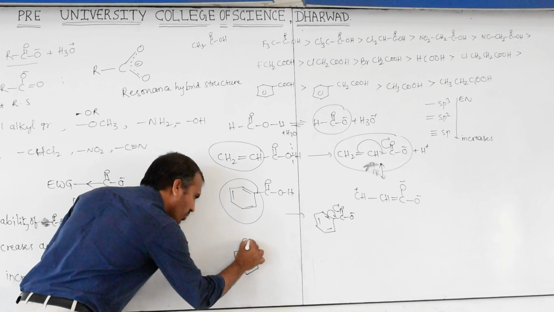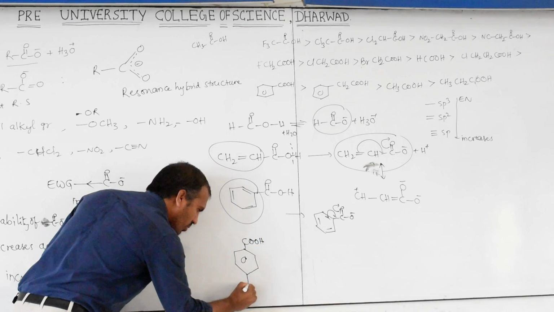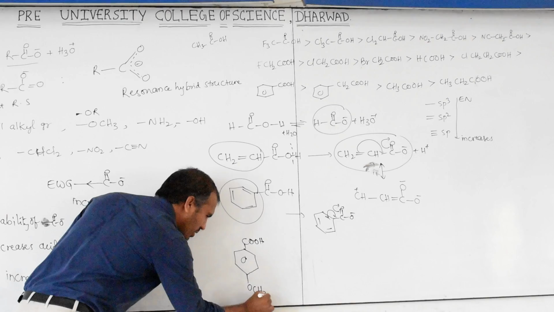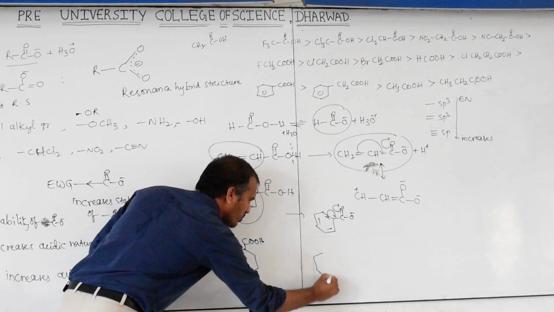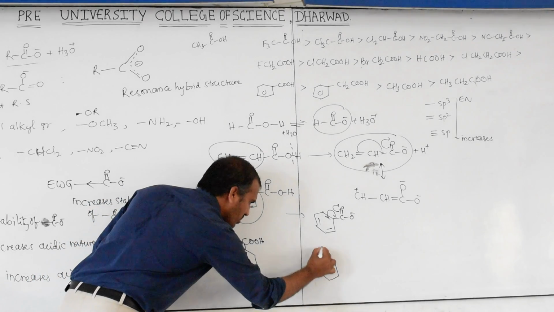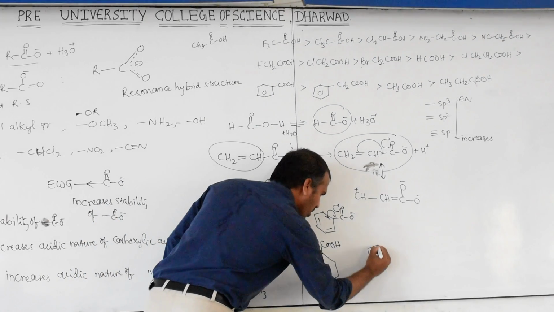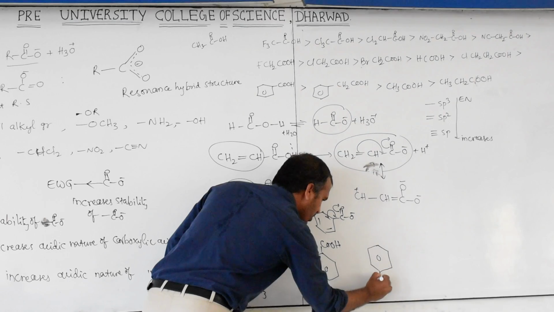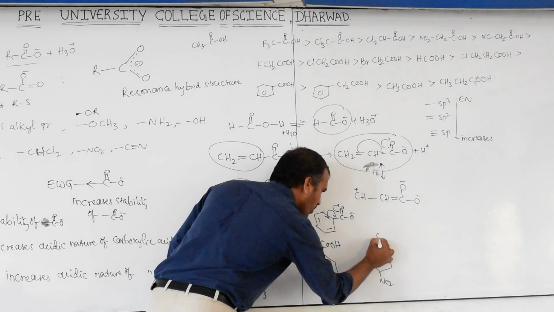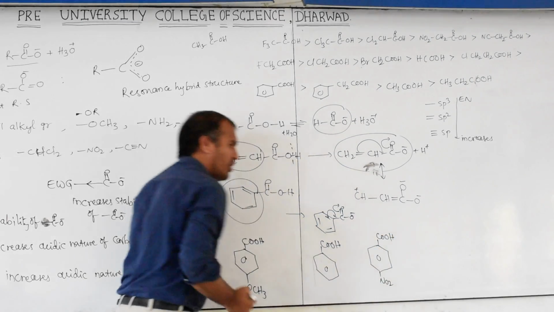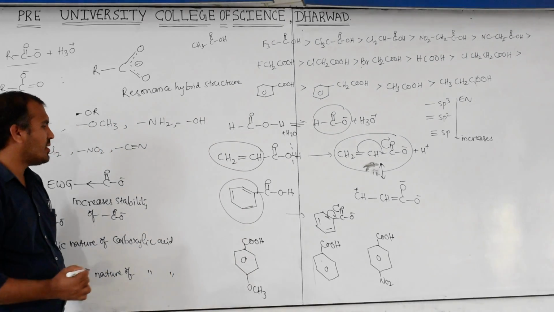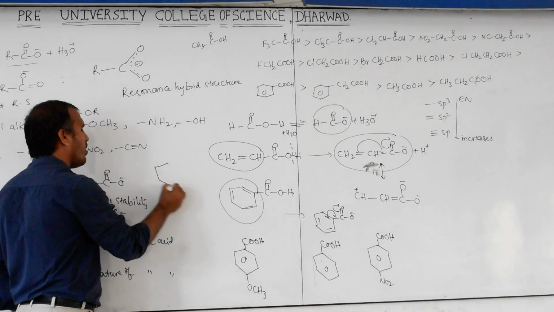This is COOH, OCH3. This is benzoic acid. This is para-nitrobenzoic acid. One more thing is, you have to concentrate on how to write the benzene.